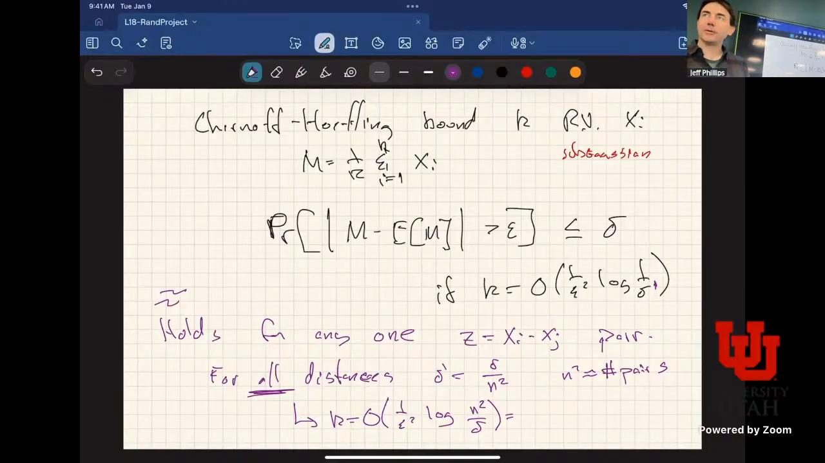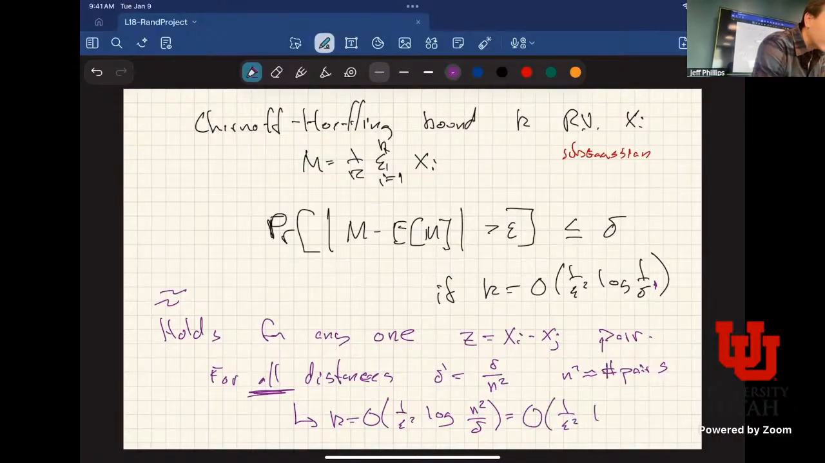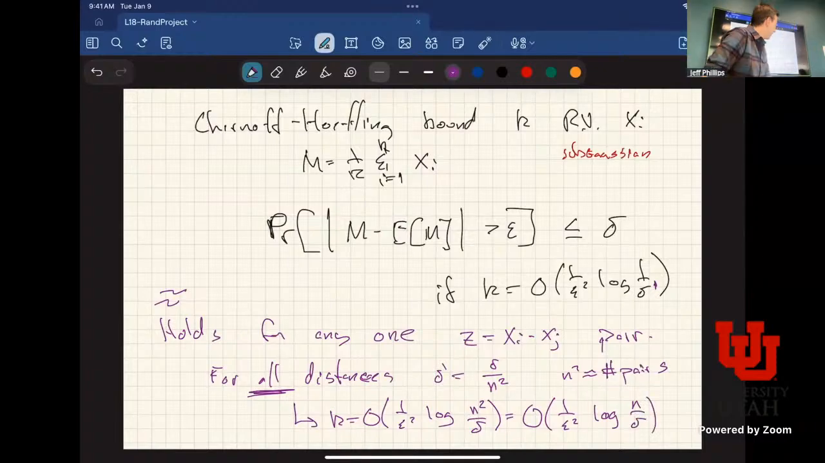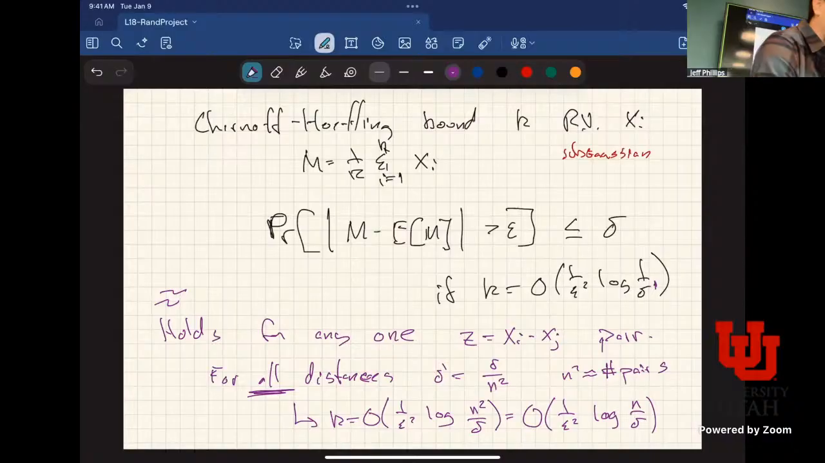Which two? The n squared. Yeah, I can write this as 1 over epsilon squared log of n over delta, because if I have a power inside of a log, the 2 comes out in front, and now 2 is a constant. It goes into the big O. Okay, so this is the bound.